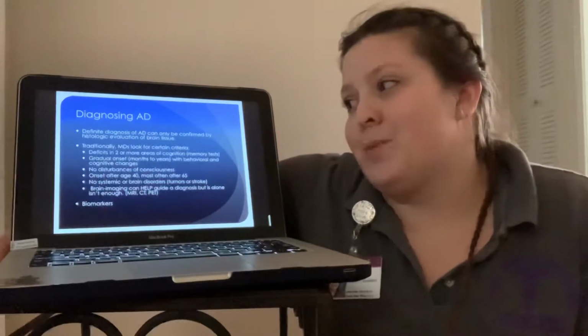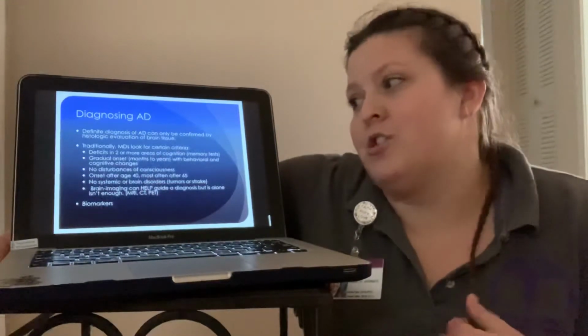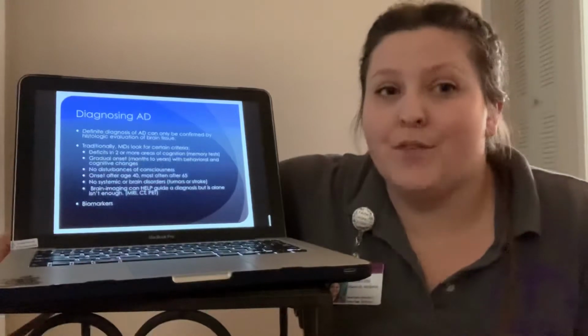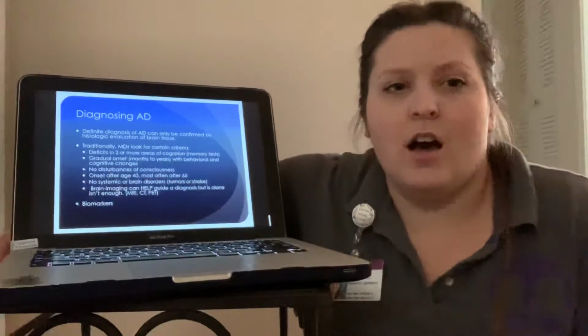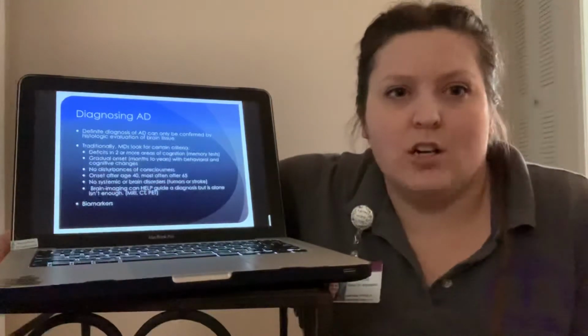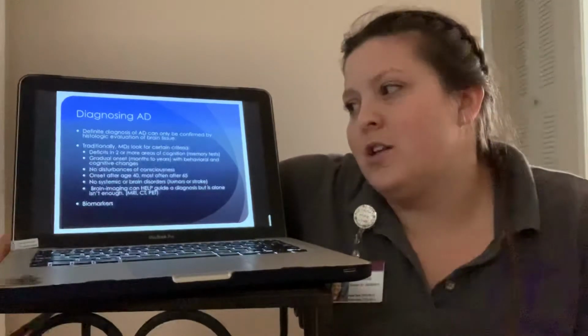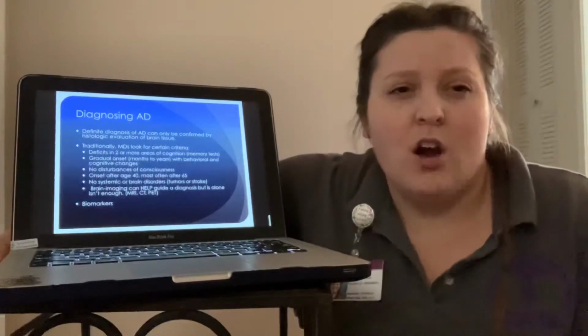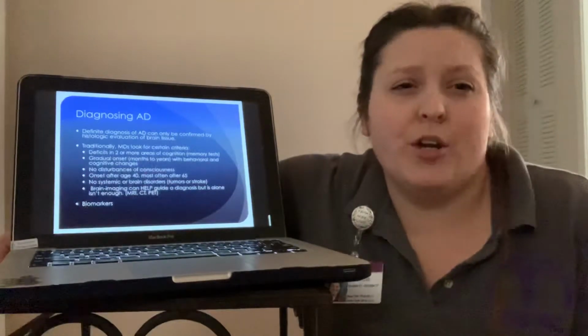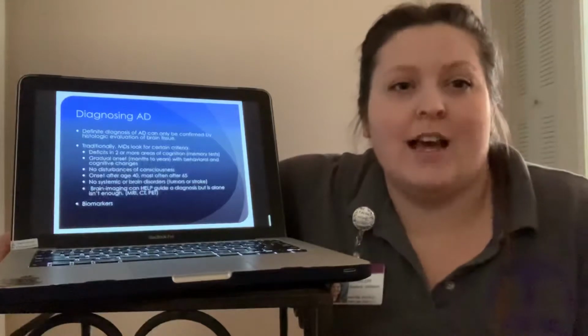Making sure there's no disturbances of consciousness, making sure that the patient is at least over 40, because that is for early onset Alzheimer's. And we're also looking at making sure there are no systemic or brain disorders already there. So they're looking at tumors, or if the patient has had a stroke.